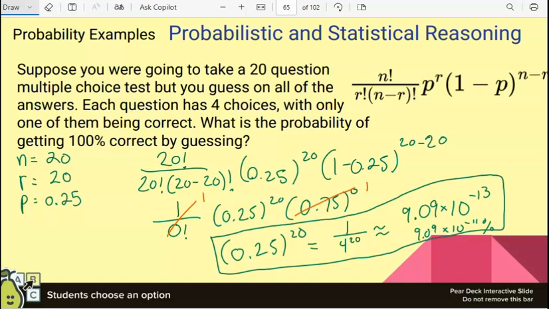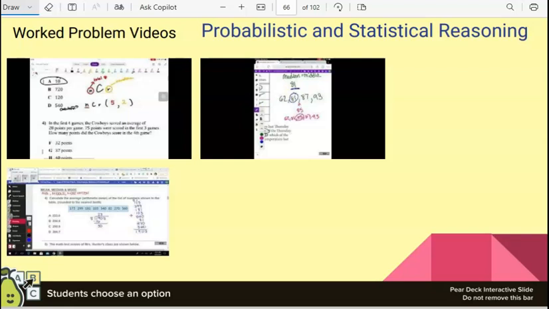Now the kind of questions that they'll ask for these are usually the ones where it's a coin flip. What's the probability of getting at least 1 heads, at least 3 tails out of a certain amount of flips? Keep going through the slides, look at more videos on worked out practice problems. Try the worksheet and then move on to the next section.